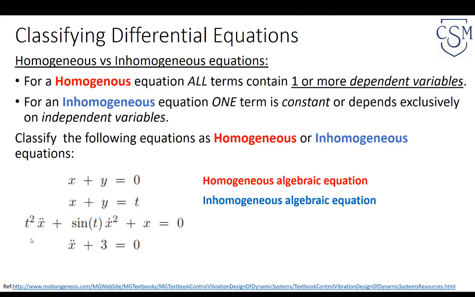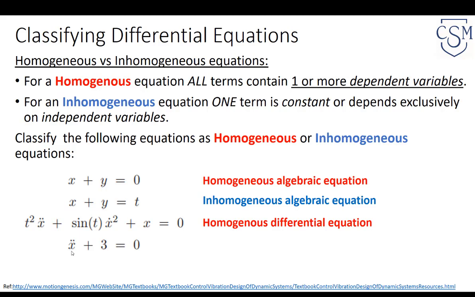In our third set of equations, we note that all terms have dependent variables. The term over here has the second derivative of x with respect to time. This has the first derivative of x with respect to time. That derivative is squared, so this is not the second derivative of x, it's the first derivative of x with respect to time, squared. Therefore, this is a homogeneous differential equation, and it is a second order differential equation.